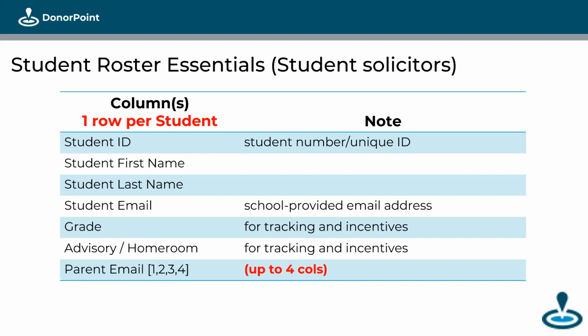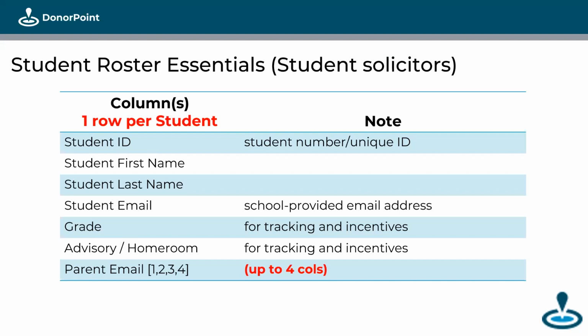For a student solicitor, usually high schools, that includes a student ID, first and last name, the student's email address, if the school provides an email address for them, their grade level, their advisory or homeroom, whichever concept you use, and then 1 to 4 columns, your choice, with their parents' emails associated.